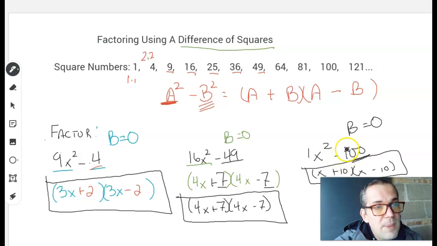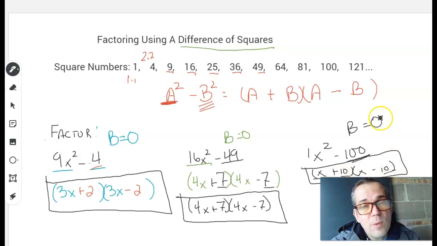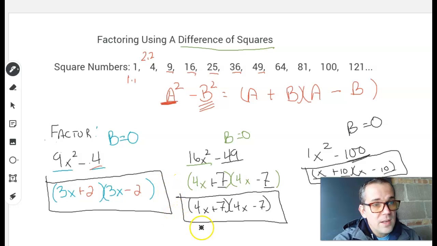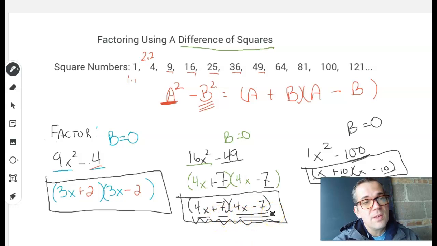We're just going to use this pattern, and when it's all said and done, if you're not sure if you're doing it right, take your answer and multiply it out. Take x times both of these terms, take 10 times both of these terms, and you'll see you get x squared. You'll get a 10x and a negative 10x. They'll cancel, so there'll be no x's. You'll have negative 100. If you're not trusting this answer, multiply it out. Do 4x times both of these. Do 7 times both of these. You'll get a 16x squared, a 28x and a negative 28x. They'll cancel, making no x's, and you'll get a negative 49.